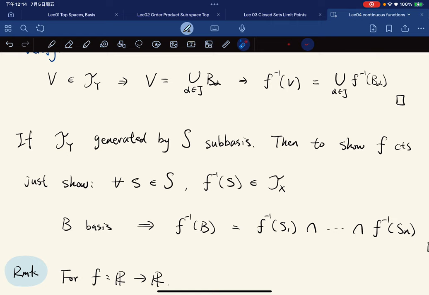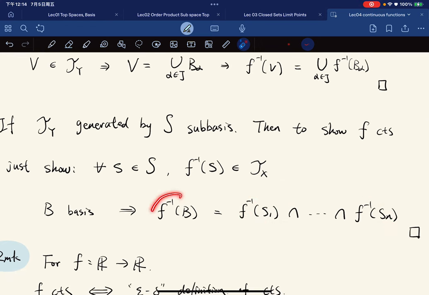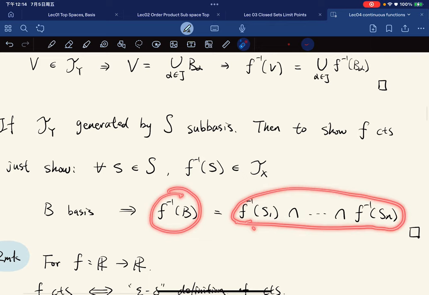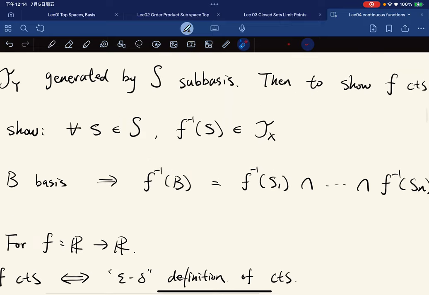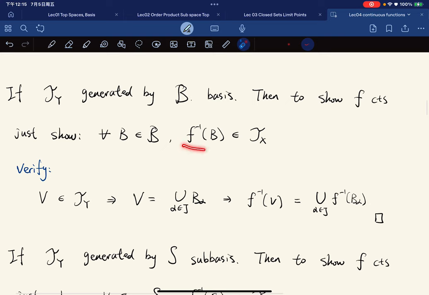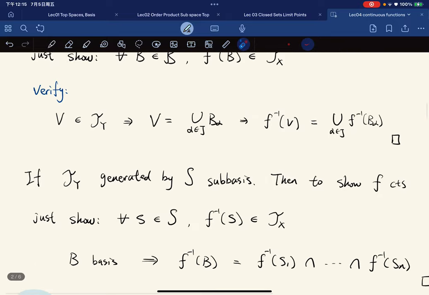Well, because given any basis element, each basis element is a finite intersection of subbasis elements. And again, by the property of inverse image, the inverse image of a basis element is a finite intersection of open sets, which is again open. And by this part, we show that f is continuous, because the inverse image of every basis element is open. So if you show that subbasis open implies basis open, and basis open implies the function is continuous.